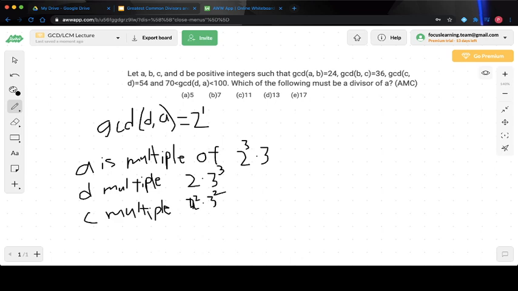Now, since this solves half the problem, since we've worked with 2 already, let's work with 3. We're going to apply a similar idea. Since A is a multiple of 3 and D is a multiple of 3 cubed, we can also see from our second equation that B is a multiple of 36, which is a multiple of 9.